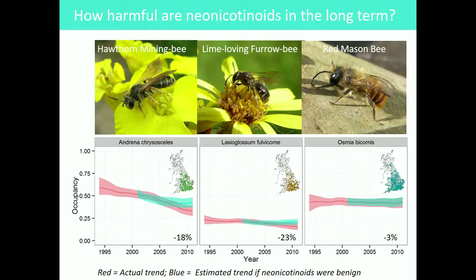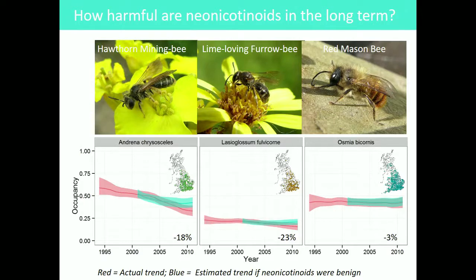The hawthorn mining bee is one where we estimate it would have been 18% more widespread without neonics, or with a benign neonics. Lazy glossum, 23%. So although it's not a very common species, not very widespread, we estimate quite a big effect. I put this species on the right, the red mason bee, because that's one of the 3 species for which there was lab and field evidence of an effect. And actually we find nothing at all, really.